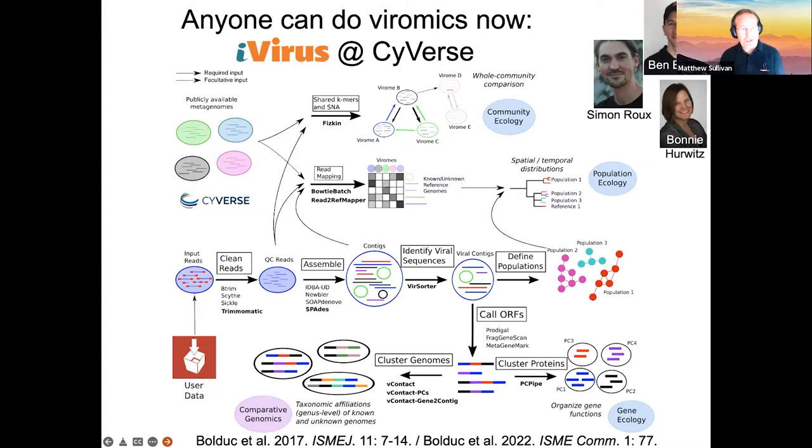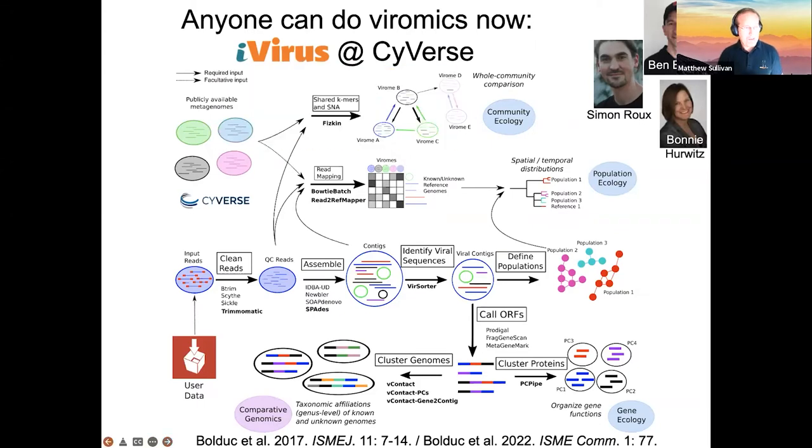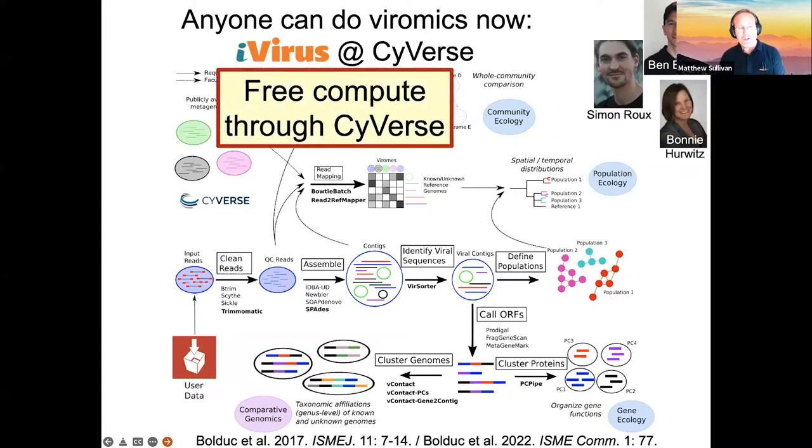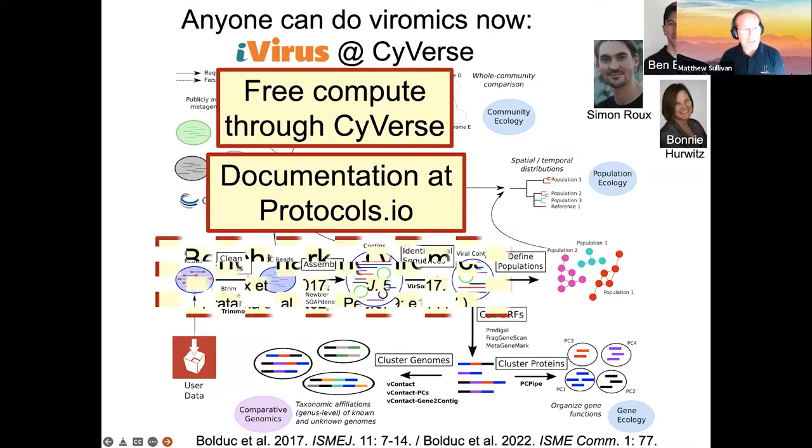So I want to just introduce you all to iVirus if you don't know about it. This is on a publicly available cyber infrastructure called CyVerse. And you don't need to worry about the figure here. This is just the workflows of the ways that viromics is a little bit different than other flavors of metagenomics. And it's all in published papers. Why you should care about iVirus is that it's free compute at CyVerse, funded by the NSF. The documentation is extensive through live protocols at protocols.io.